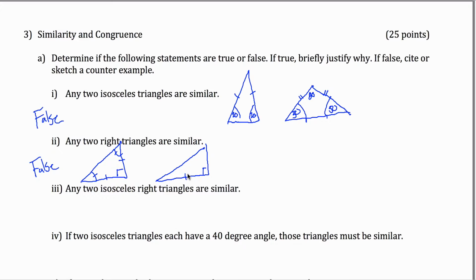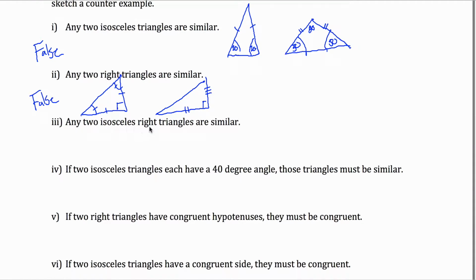where this is different than this one, and therefore these two angles are not the same. So neither one is 45 degrees. So these triangles are not similar because there's a 45-degree angle here and there are no 45-degree angles anywhere in this triangle at all. So it's again another false statement.